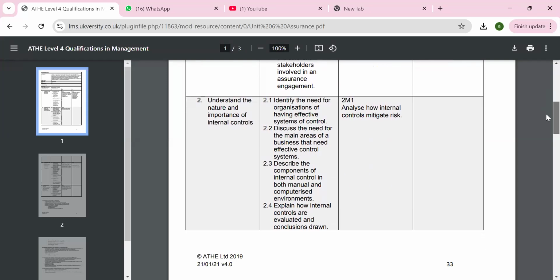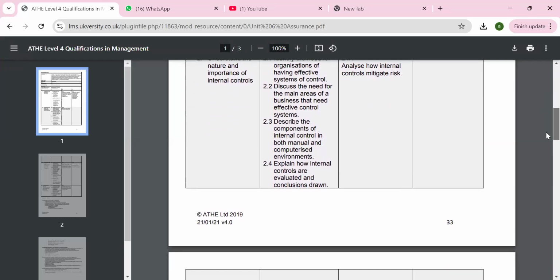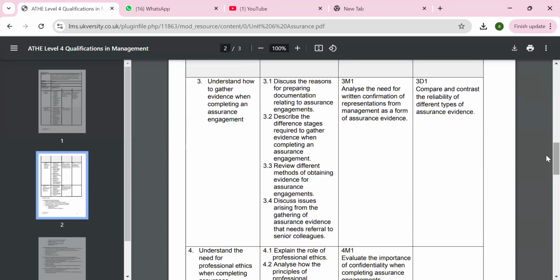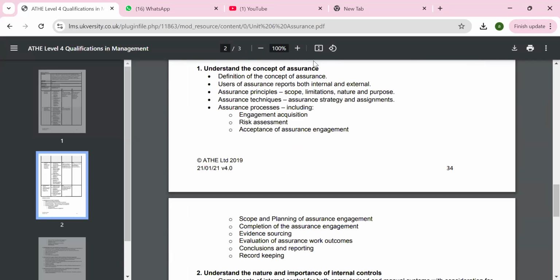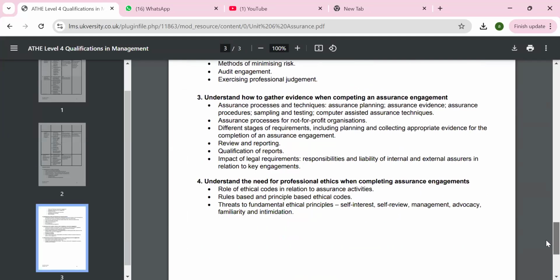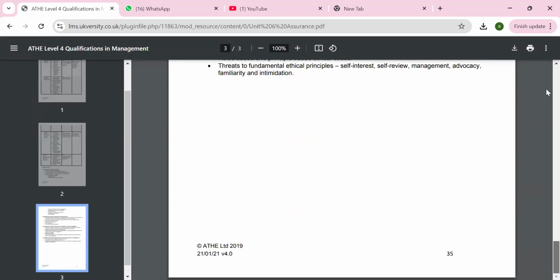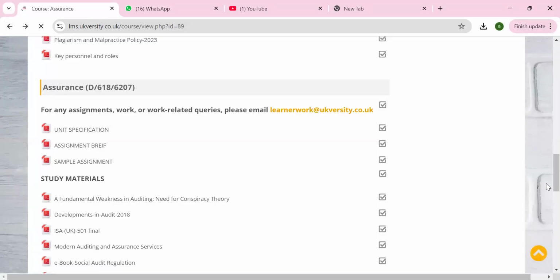Then we'll go through LO2 in lesson 2, covering 2.1, 2.2, 3, and 4. In lesson 3 we'll go through LO3, and lesson 4, LO4. The key indicative content will define the concept of assurance, and we'll discuss internal, external, and all the assurance engagements. Each lesson will cover one learning outcome. Okay, let's start.